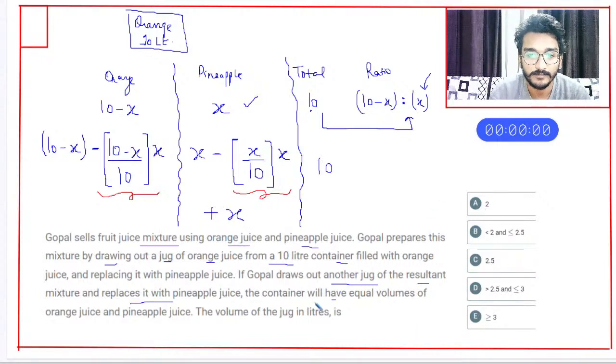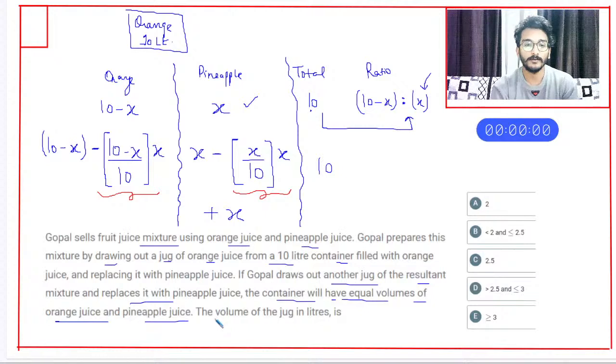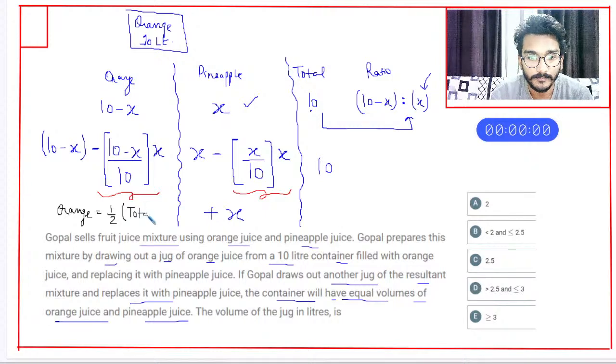After this, the question is saying that the container will have equal volumes of orange and pineapple. So orange and pineapple are equal to one another. Now, rather than making it equal to one another, I will say that orange is half of the total. For example, 10 is the total quantity and they both are equal, so they both are 5 liters. This is the only possible case. So I'll make this particular orange value equal to 5 liters, and then I'll find the value of x.